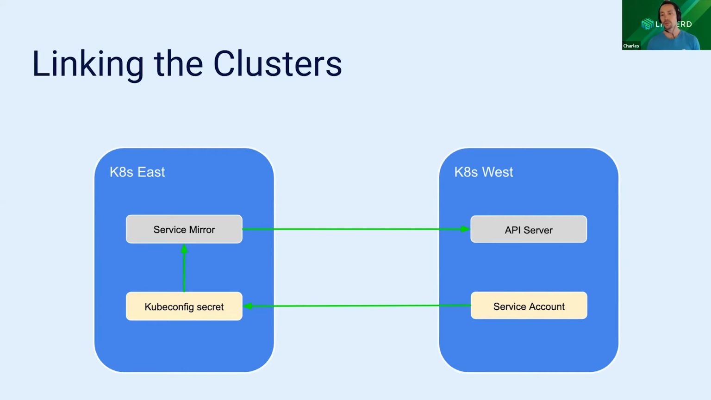The GCP cloud will create a kubeconfig secret from the service account, store it in the east cluster, the target cluster, and that way there's a component called the service mirror, which I'll show you in just a second, that can communicate back to the API server in the source cluster, so that whenever there are service updates, whenever there's a status update, that server can know about it.